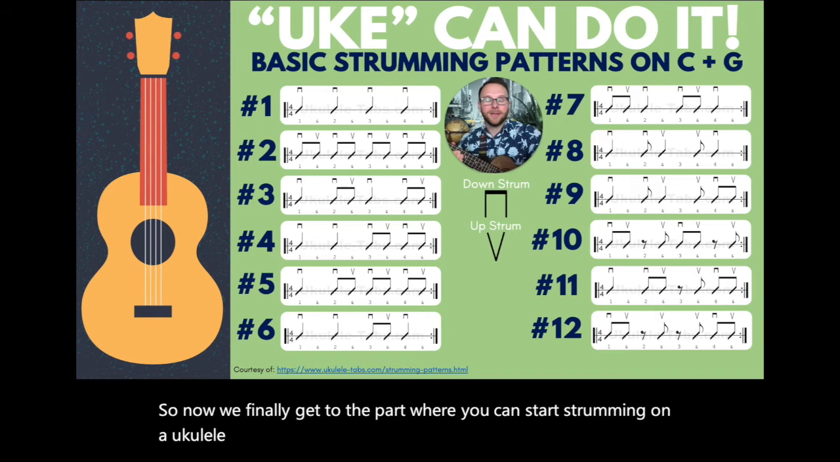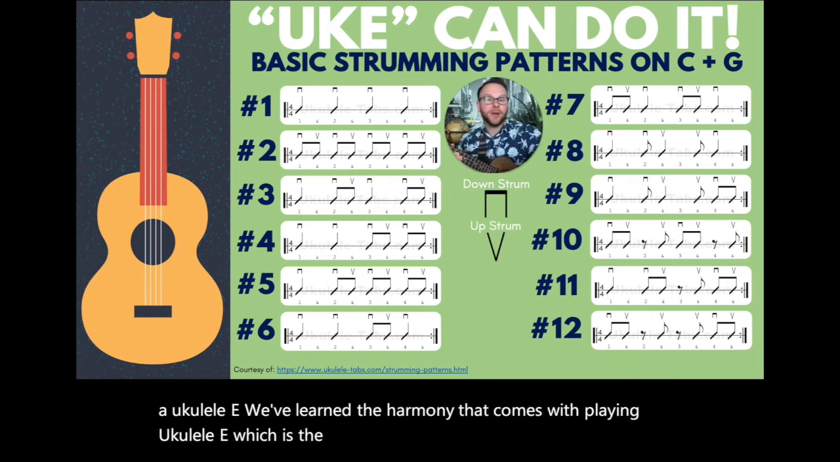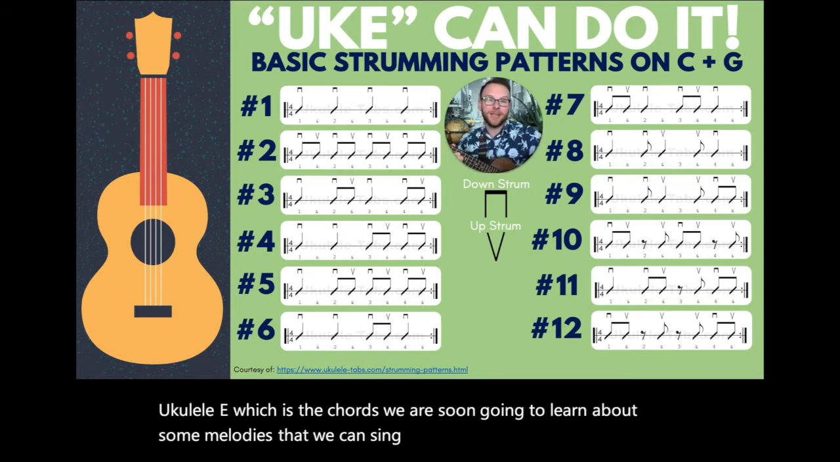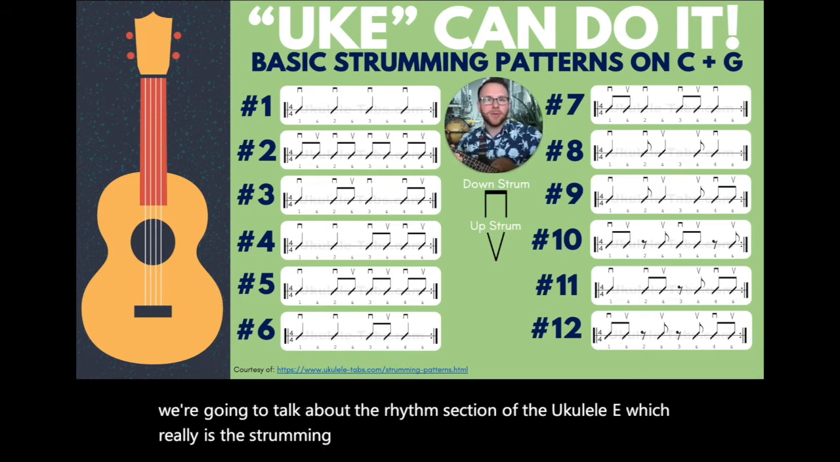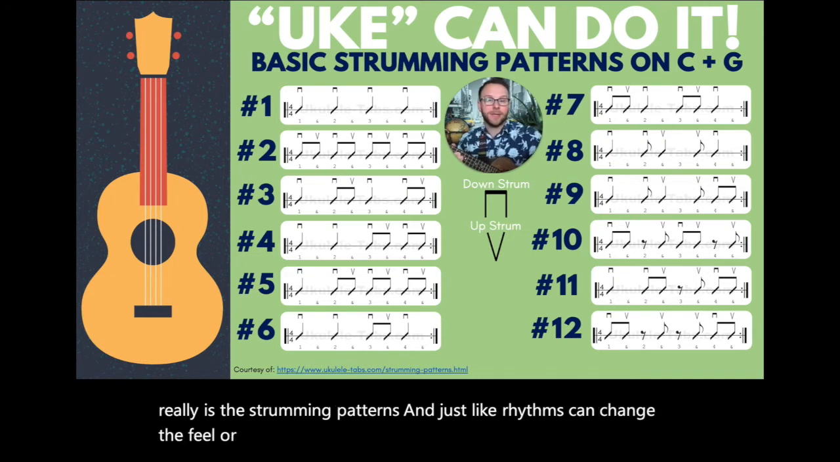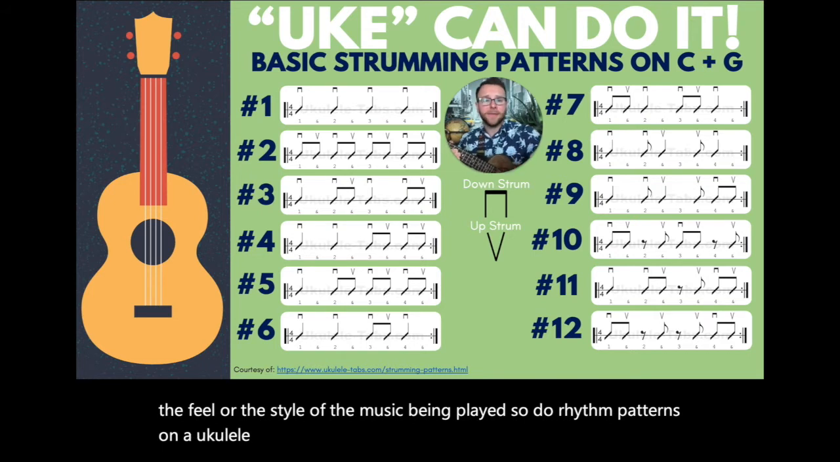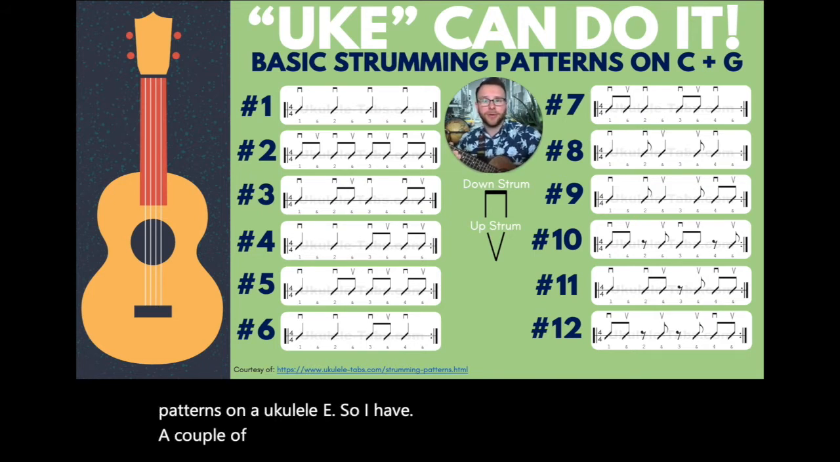We've learned the harmony that comes with playing ukulele, which is the chords. We are soon going to learn about some melodies that we can sing as we play our ukulele. And now we're going to talk about the rhythm section of the ukulele, which really is the strumming patterns. And just like rhythms can change the feel or the style of the music being played, so do rhythm patterns on a ukulele. So I have a couple of them that we're going to go through today, about 12 of them actually. We're going to go through them together.